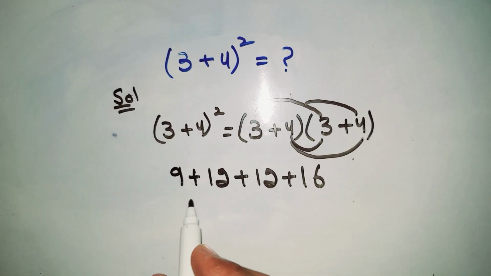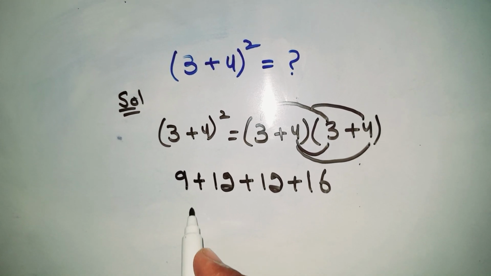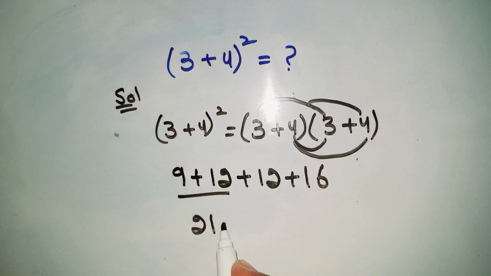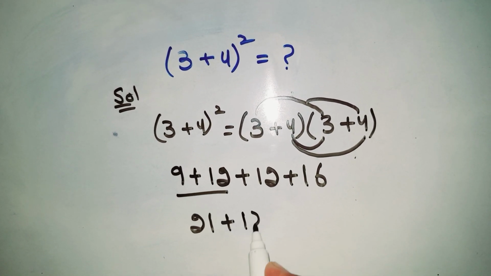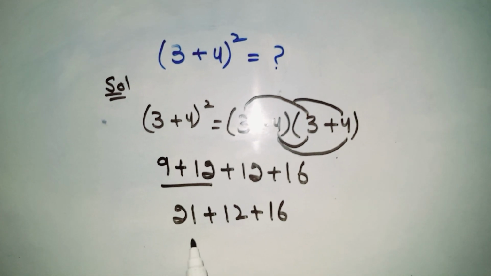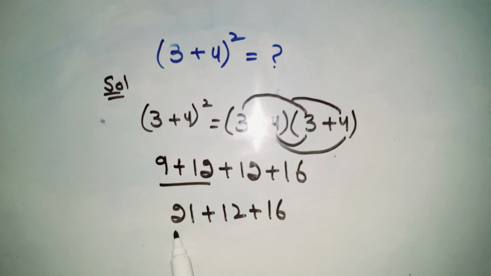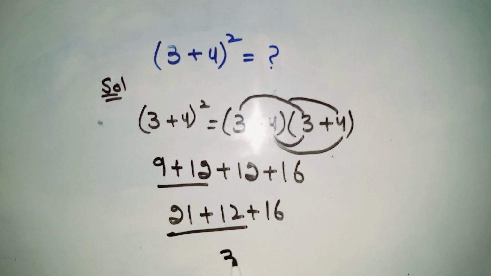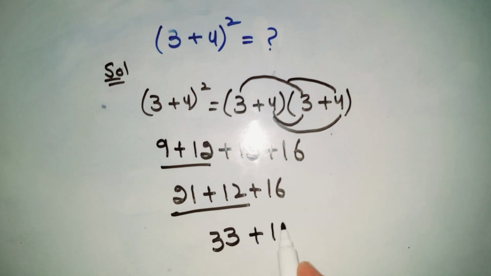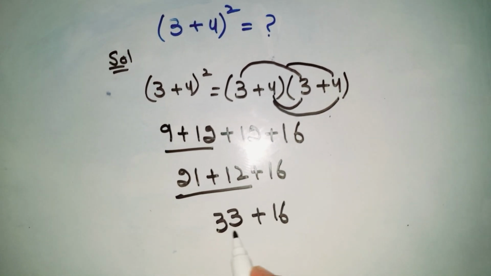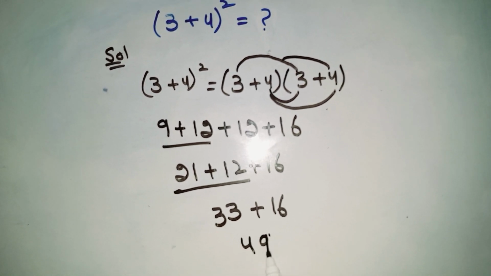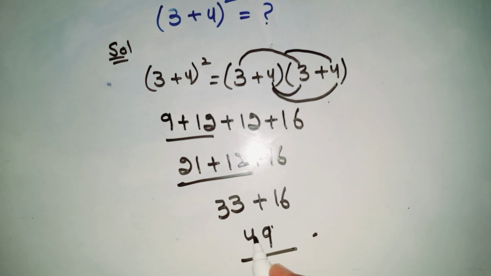So now here we add them, so it's equal to 9 plus 12 is equal to 21, plus 12, plus 16. Now 21 plus 12 is equal to 33, plus 16. So now 33 plus 16 is equal to 49. So 49 is our answer.